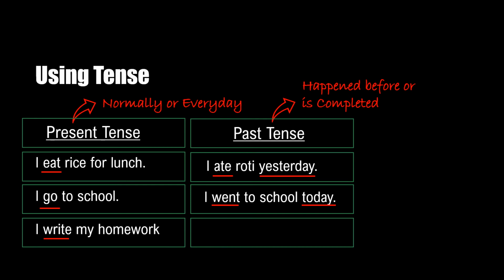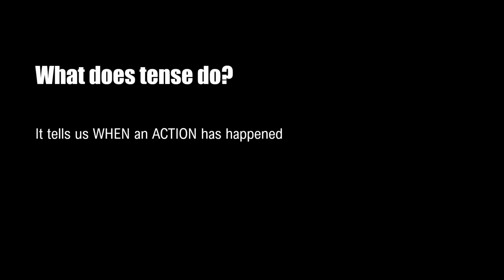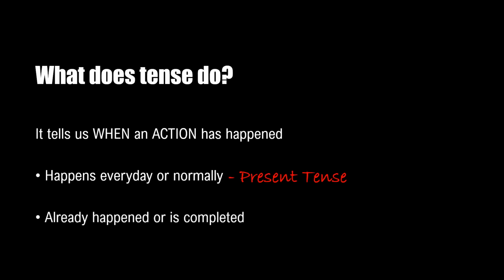I write my homework. The word write means that this is something I do every day. I wrote my homework. This means that I have already finished my homework. So the verb write changes to its past tense wrote. So what does the tense do? It tells us when an action has happened. If it happens every day or normally, we use the present tense. If it has already happened or is completed, we use the past tense.